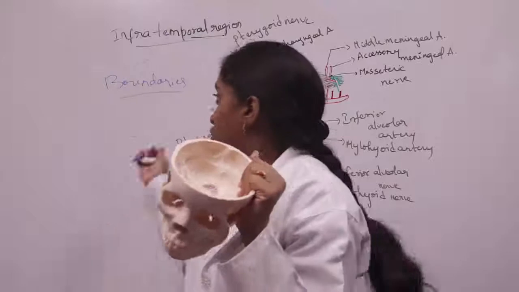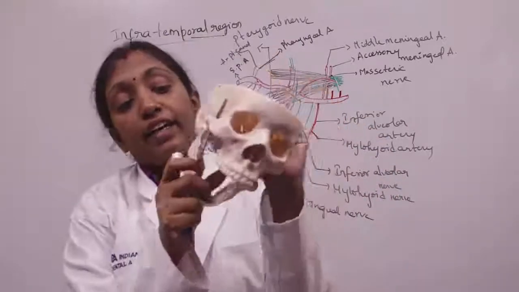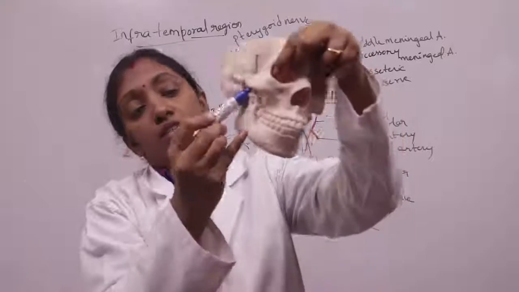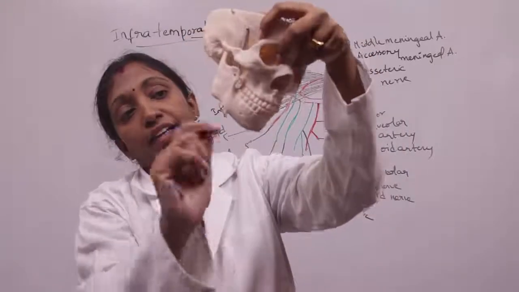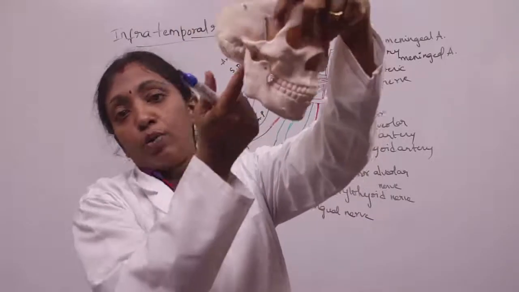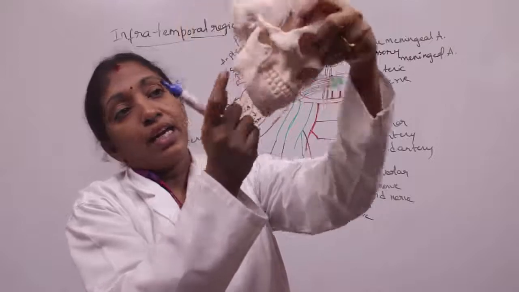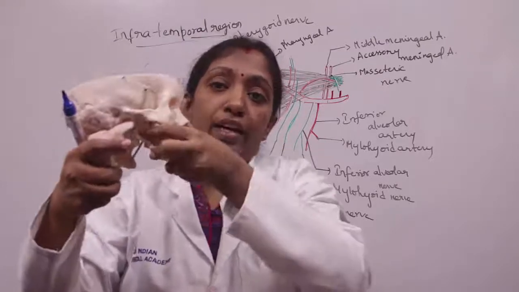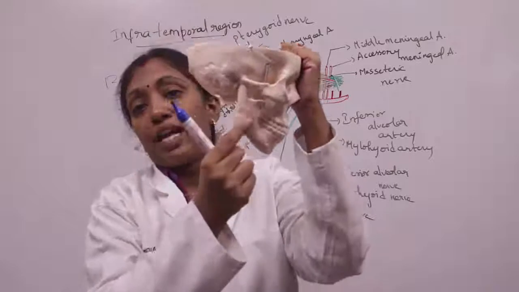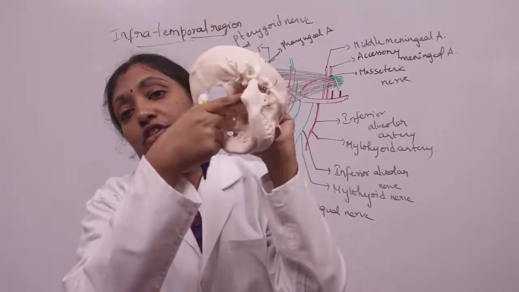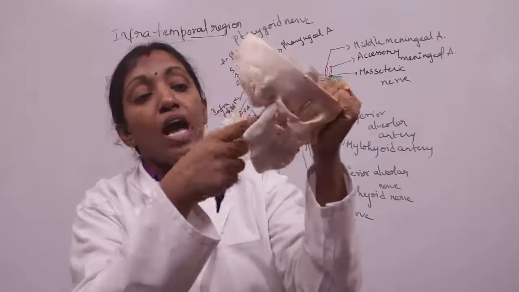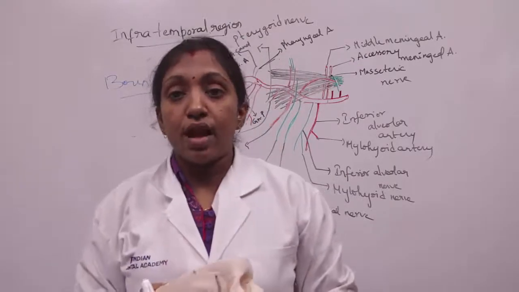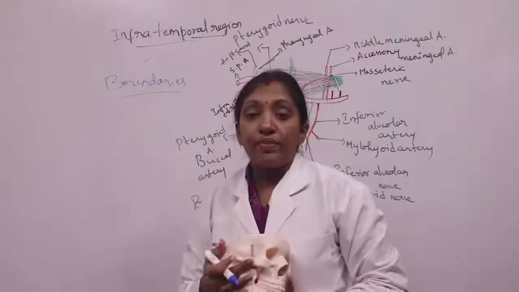Okay, so coming to the boundaries of the infratemporal region again. This is the infratemporal region. Anteriorly it is bounded by the posterior surface of the body of the maxilla, posteriorly by the styloid process of the temporal bone, medially by the lateral surface of the lateral pterygoid plate, laterally by the ramus of the mandible, above by the infratemporal surface of the greater wing of the sphenoid, and below it is open and continuing with the tissue spaces of the pharynx and esophagus. So that's about the boundaries of the infratemporal fossa.